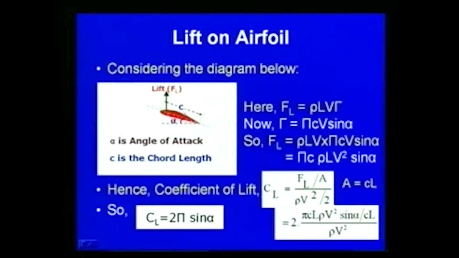Whenever this airfoil is placed in such a way that alpha is equal to 0, then the coefficient of lift will be 0. So, lift will also be 0. To generate lift, we have to keep this at some angle. So, this angle of attack is the most important parameter as far as the airfoil is considered here.